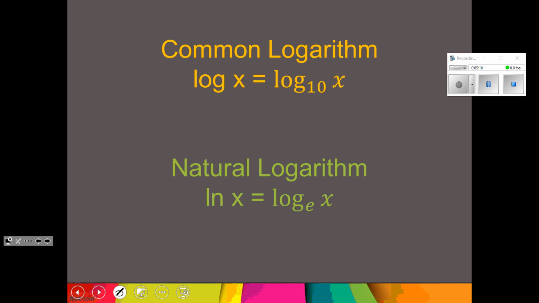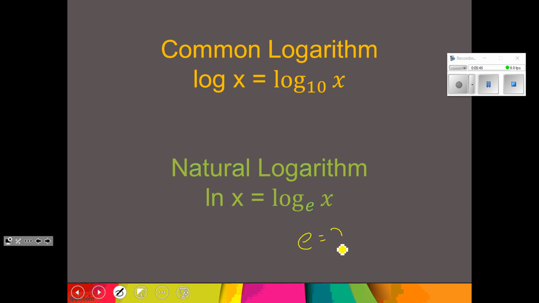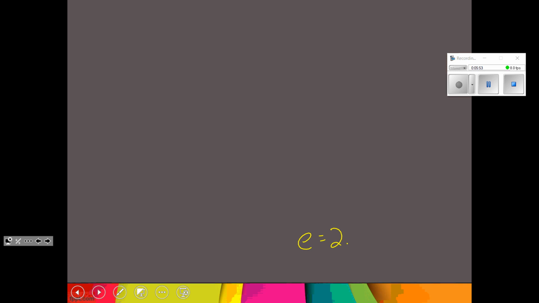All right, so just a rule of thumb, the common log, the log of x, is understood to be base 10. So when there is no base, it's understood to be base 10. Okay. I also want to introduce to you the natural log. The ln of x is equal to log base e of x. So we know e is that fancy dancy number. e is equal to 2.71.